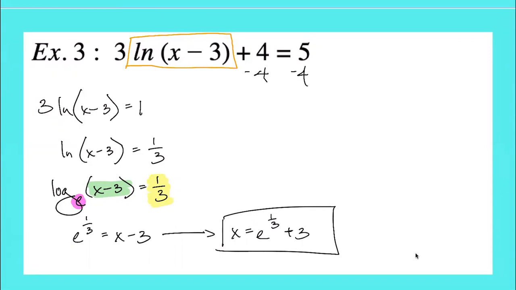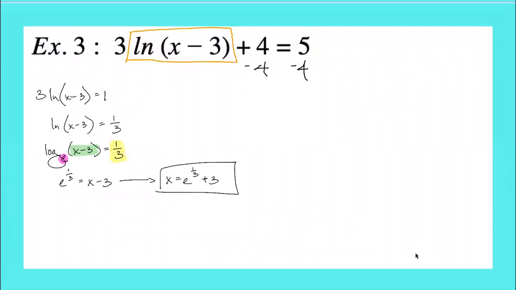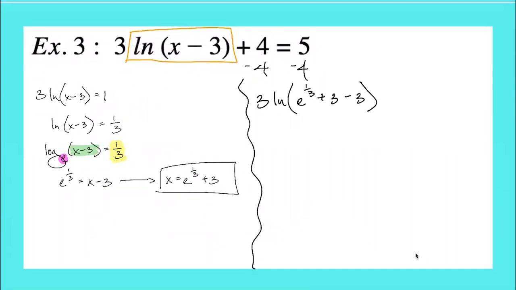Okay, so let's take this and check our answer now, okay? And it turns out that we're going to be able to use one of those properties we learned about in the last section. So first thing I'm going to do is plug in my new x. So 3 natural log of e to the 1/3 plus 3 minus 3 plus 4 equals 5. Now this plus 3 and minus 3, those go to 0, so I don't have to worry about them.